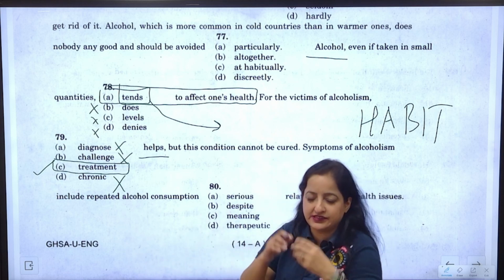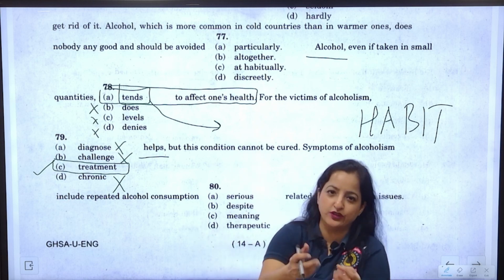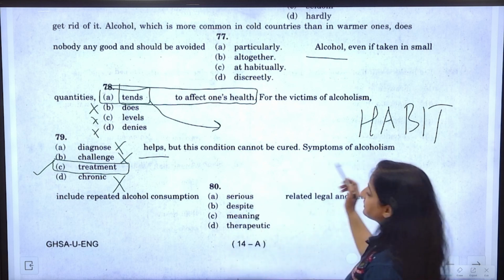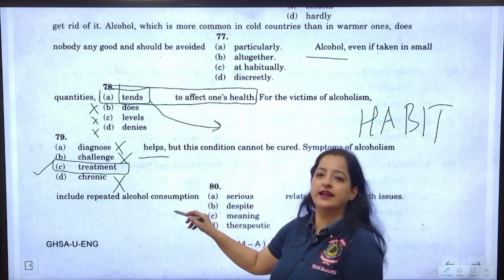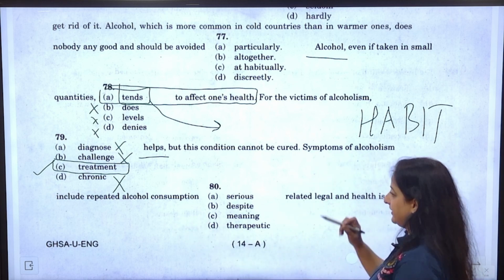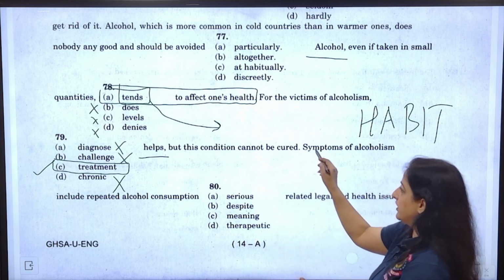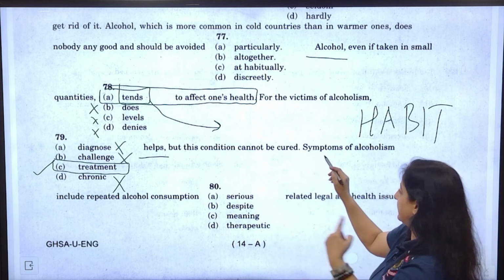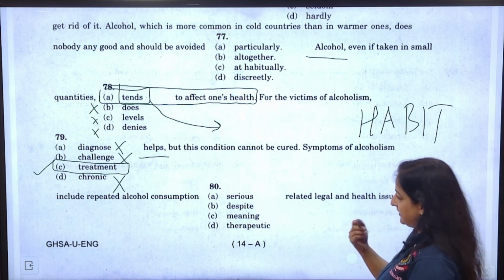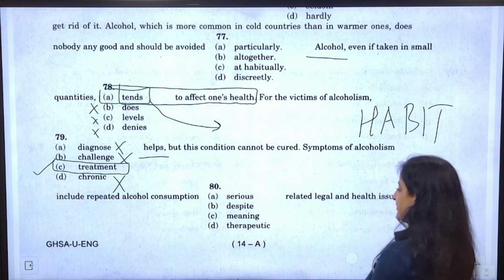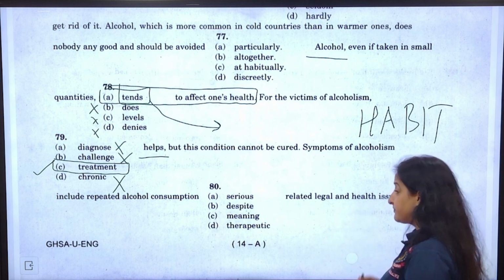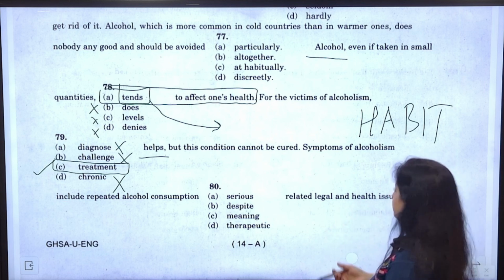So, see, this is not about my opinion. I am only talking about what this passage is trying to say. That's it. That's all there is to it. Okay. Symptoms of alcoholism include repeated alcohol consumption, related legal and health issues. So we'll have to read all four along with this. इसको एक ही सांस में पढ़ना पड़ेगा. करके देखते हैं. Symptoms of alcoholism include repeated alcohol consumption, serious related legal and health issues. Symptoms of alcoholism include repeated alcohol consumption despite related legal and health issues.